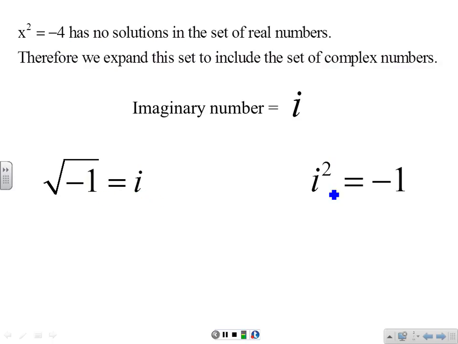Also, when you're multiplying, anytime you get an I squared, so for example, I is just a variable, so anytime you have I times I, you're going to get I squared. And anytime you get I squared, you can replace that with negative 1. So, these two you need to memorize. The square root of negative 1 is equal to I, and I squared is equal to negative 1. And we're going to replace these when we can.